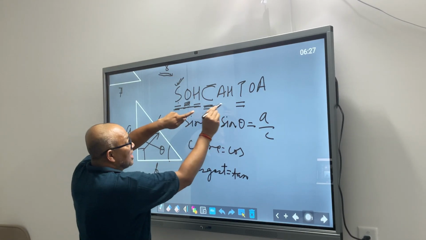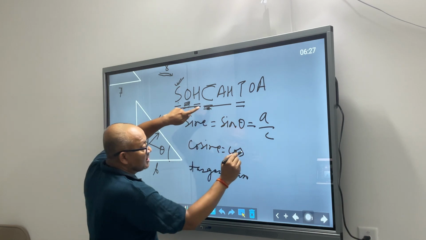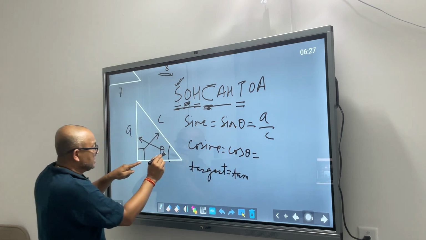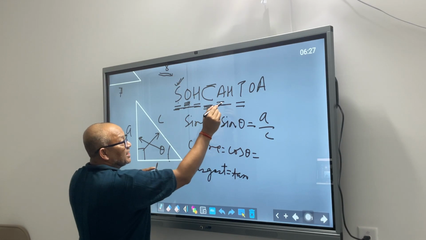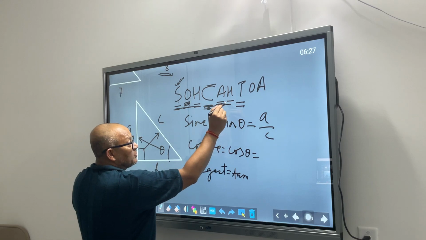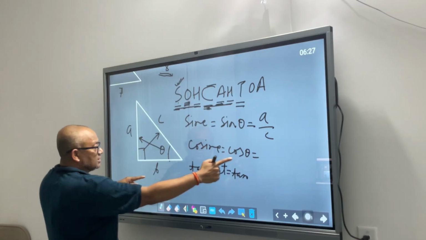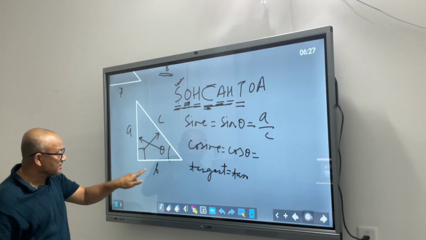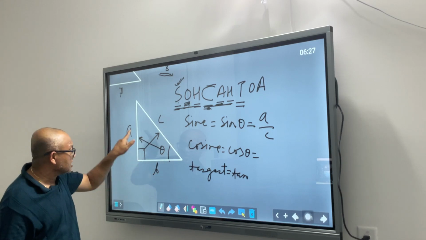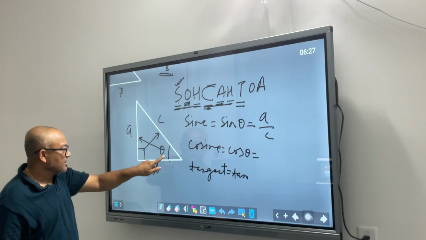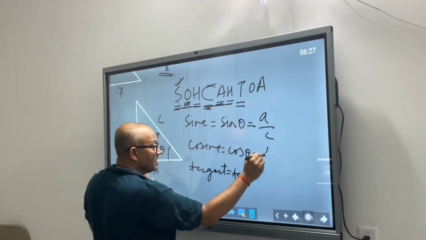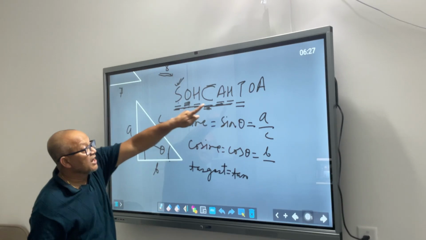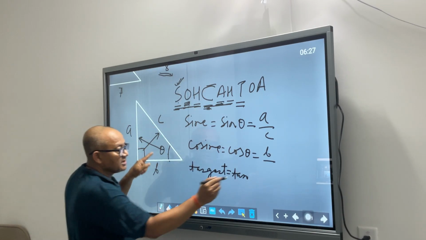Similarly, cosine of an angle theta is equal to adjacent side by hypotenuse. A stands for adjacent, H for hypotenuse again. So this is the adjacent side, this is the opposite side for this angle. Adjacent side is B divided by hypotenuse, that is C.